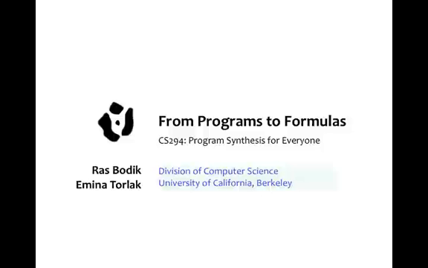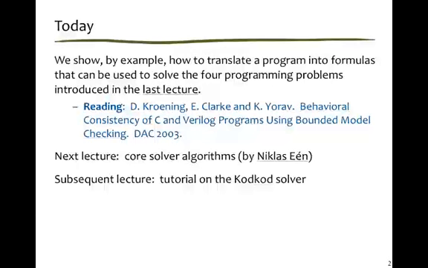So today we're going to cover by example how to go from a program to formulas. In the last lecture, Ross showed you four cool things that you can do if you have an encoding of a program in terms of formulas, right? You can do verification, synthesis, angelic execution, and debugging. The question that we're going to answer today is how you take a program and turn it into a formula.